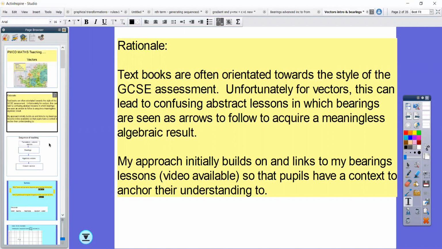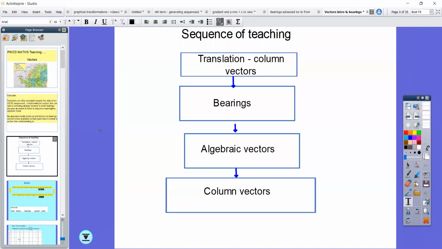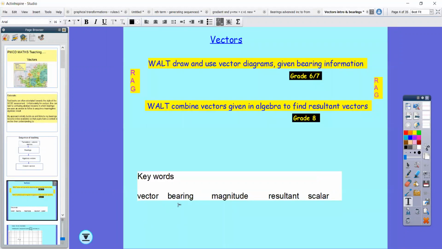Okay, sequence of teaching, and I've linked it to bearings. I've got a bearings video which links to this video as well. In this case, we're going to look at algebraic vectors and then column vector questions at the end, although we will talk about column vectors as we go through this. There's a lot of language in here as well, so it's a good idea to get out the terms and refer back to these as we go through.